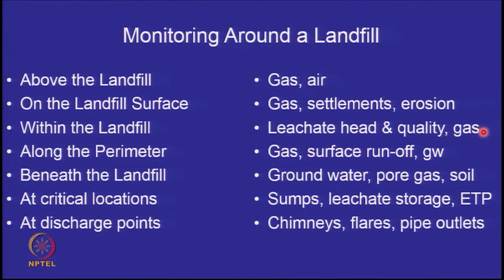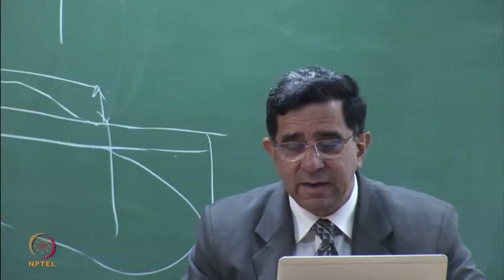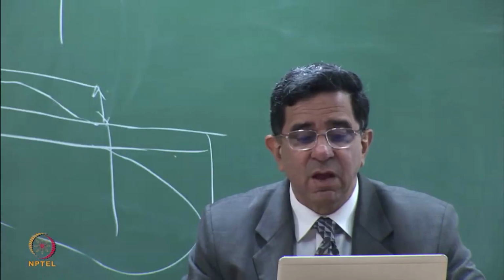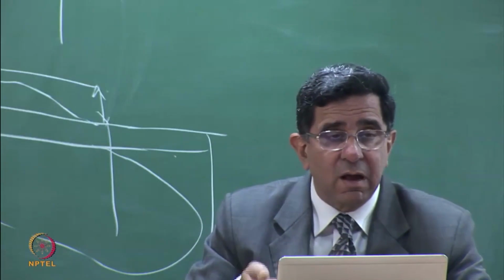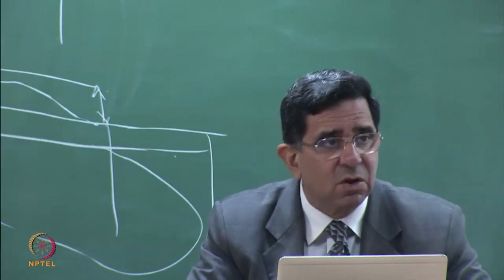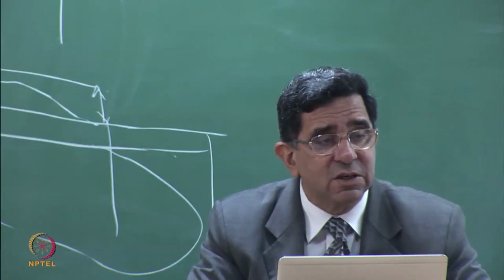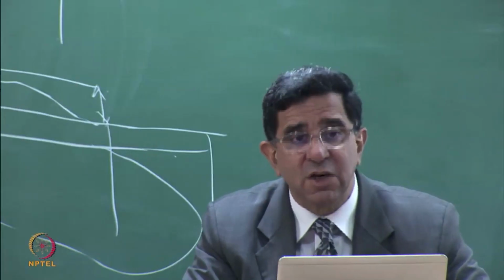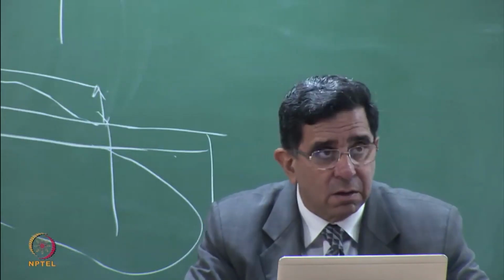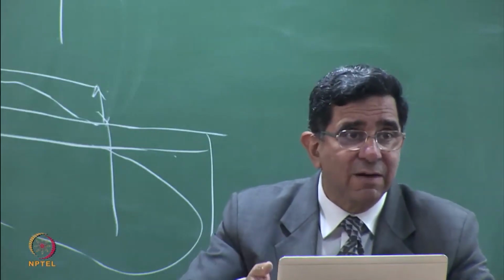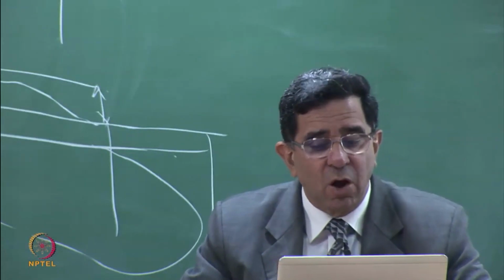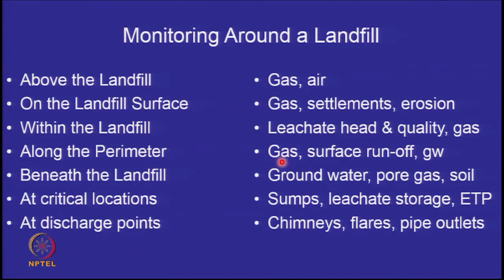You have the gas collection layer, you have the gas collection wells, take out the gas samples and analyze them. Also analyze the leachate head, meaning how much leachate is ponding up in the landfill. Sometimes your leachate collection and removal system may not function efficiently or it may become clogged. So you must know, is the leachate head building up in the landfill or not. Along the perimeter, as I said, you will monitor the gas or the air, you will monitor the surface runoff and you will monitor the groundwater quality.